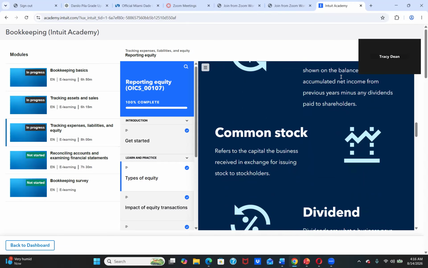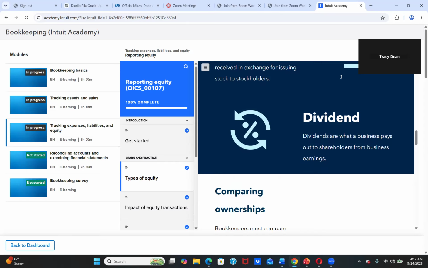Next thing we will see is what we call common stock. So nowadays you can go and you can buy stocks in your portfolio. You can buy it from various companies. Sometimes you can get it from Robinhood. You can get it from any company that you can get a 401k. So those are what we call common stock. So it's capital the business received in exchange for issuing stock to stockholders.